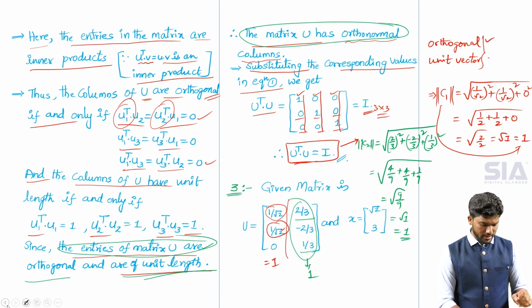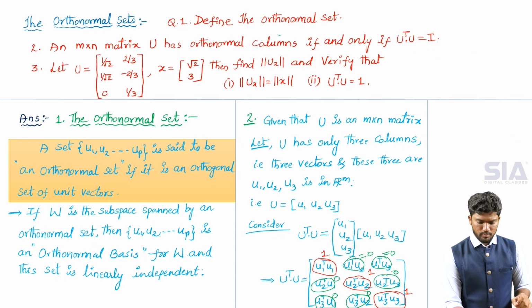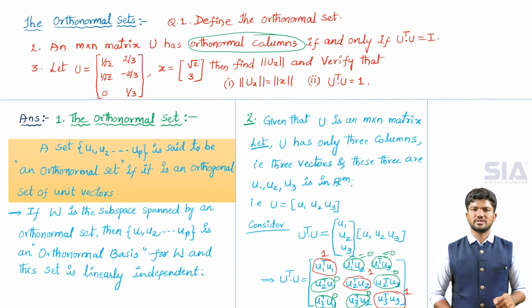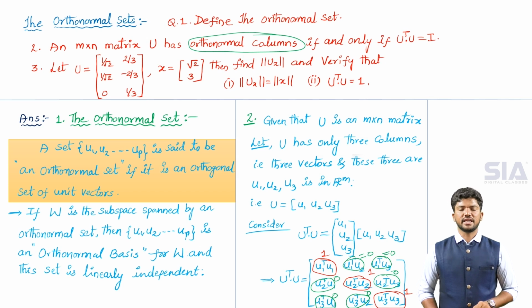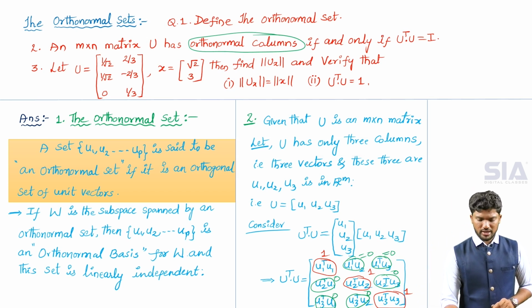మనకి ప్రాబ్లం స్టేట్మెంట్ లోనే క్యాపిటల్ U has orthonormal columns అని చెప్పారు కదా. Compulsory we have to check that condition first of all. Orthonormal column means for each and every column, if you take the first column, that length is equal to 1.